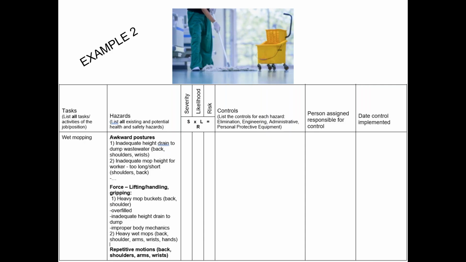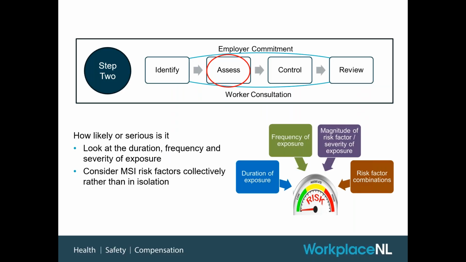So now that we have identified each of the risk factors that are present in a job or task, or have the potential to be present in the work being assessed, the next step, step 2 of your risk assessment process or hazard assessment process, is to assess or rank the risk presented by those factors. To do this, we have to consider a few things.